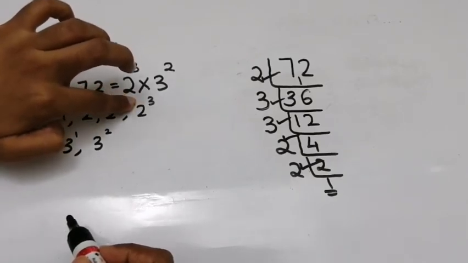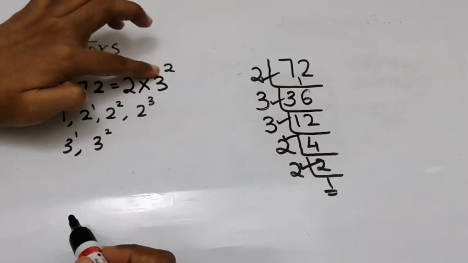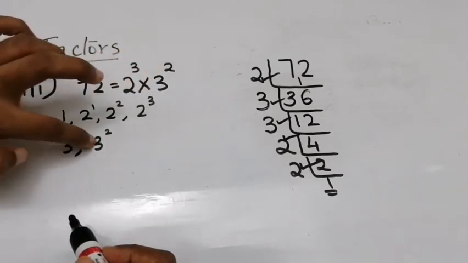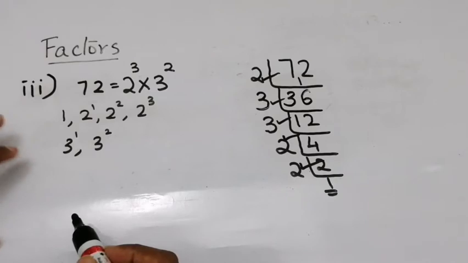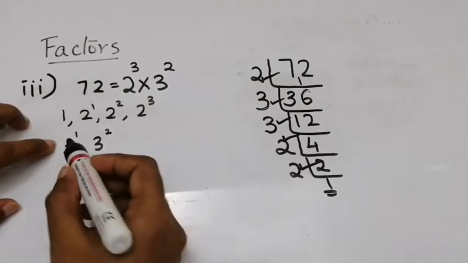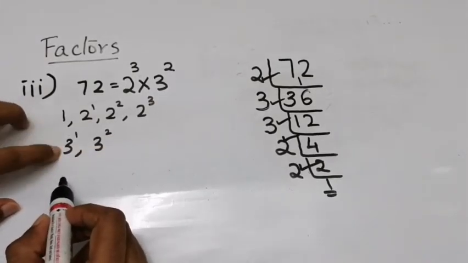Up to 2 to the power 3 you have to write. Now you have an extra 3 to the power 2, so you have to write like this only: 3 to the power 1, then 3 to the power 2. Then what you have to do is keep multiplying, first this number and this number.